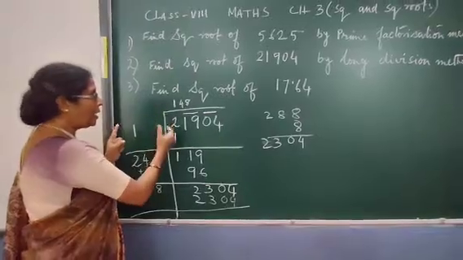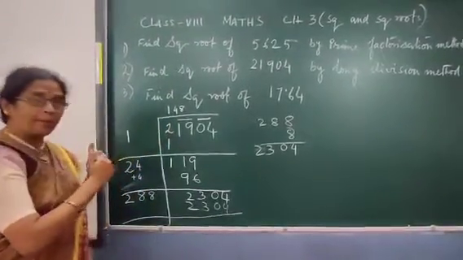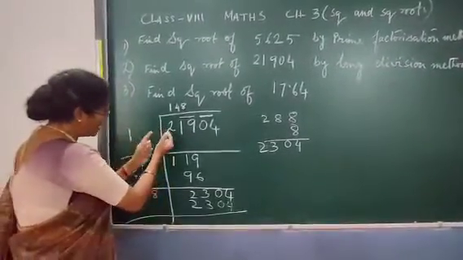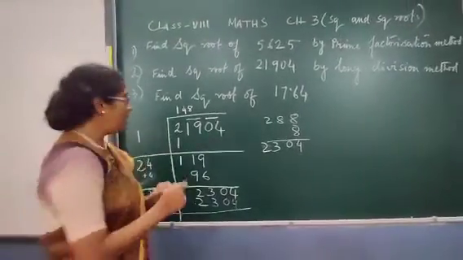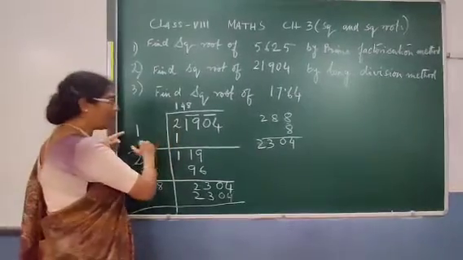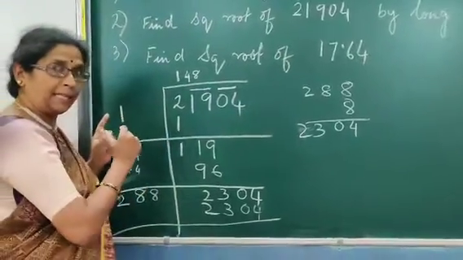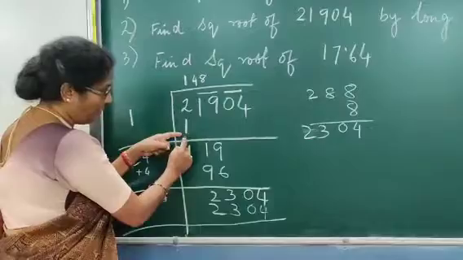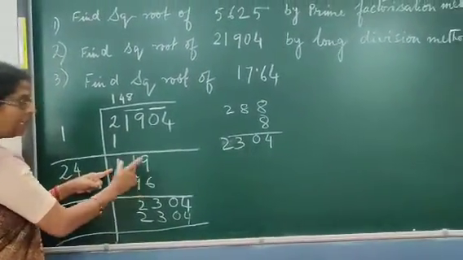So I have to take such a number that I multiply by the same number so that I shall get either less than this number or exactly this number. If I take 2, it will become more than this number. So I have to take 1. Then 1 into 1, by exactly that number only you have to multiply. Then 1 into 1 is 1, then 1 remainder, then another pair you have to take out.